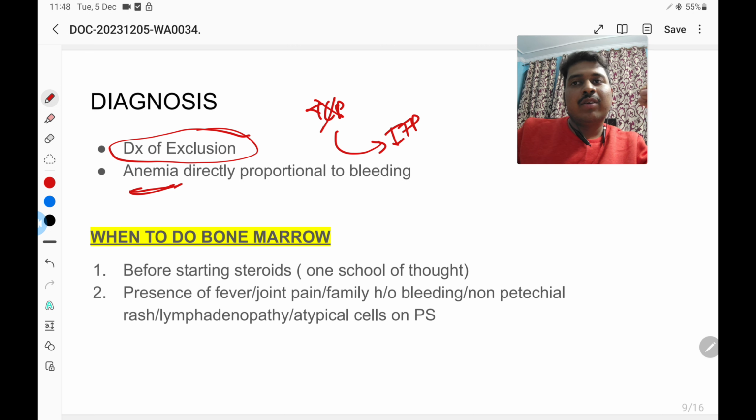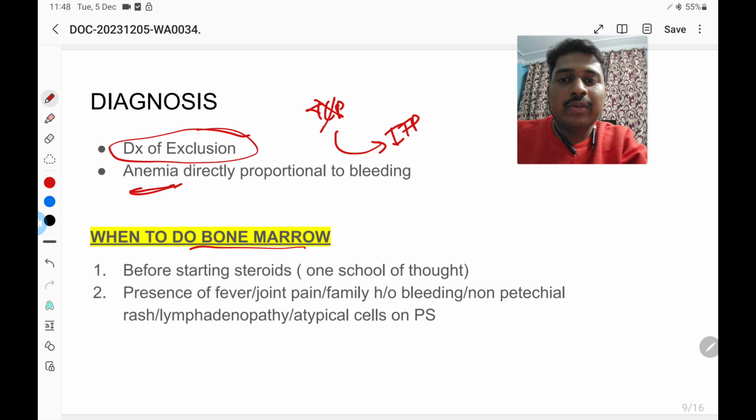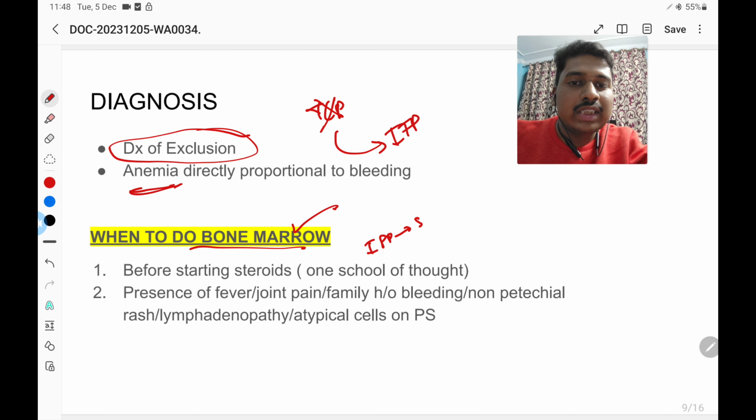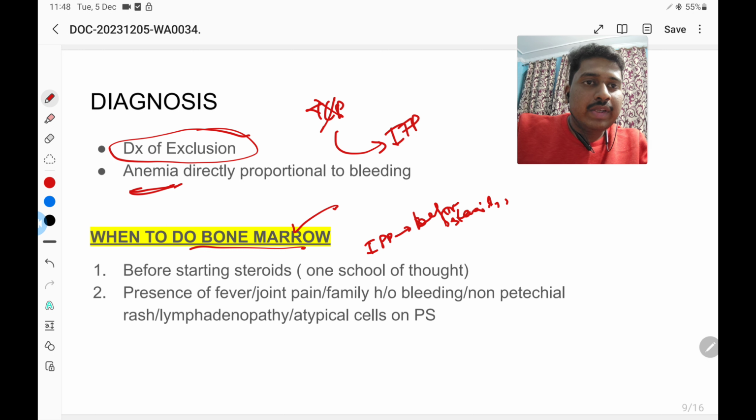Now, one very favorite question of examiners in viva is, when do you do bone marrow biopsy in ITP? This is a very tricky question. There are two schools of thought. A few hematologists think that every patient with ITP should undergo a bone marrow before starting steroids. And one more school of thought is that in ITP, bone marrow should not be done because bone marrow examination will anyway be normal. However, when do you have to do bone marrow?